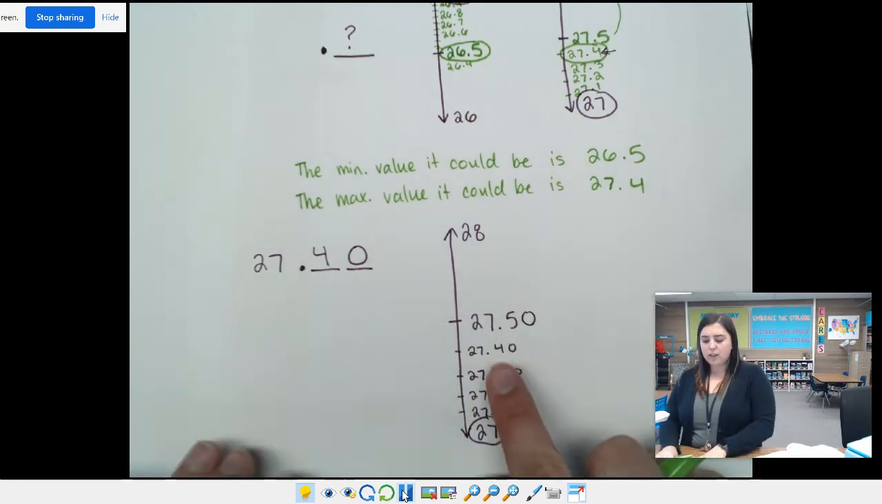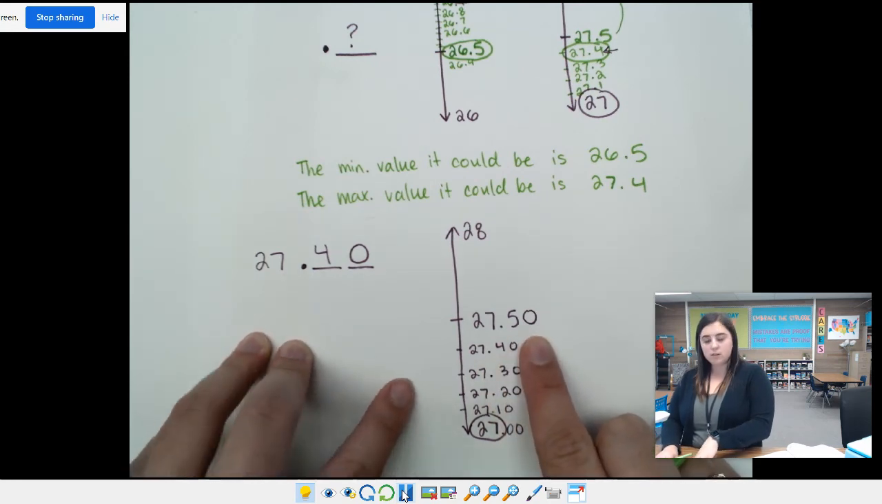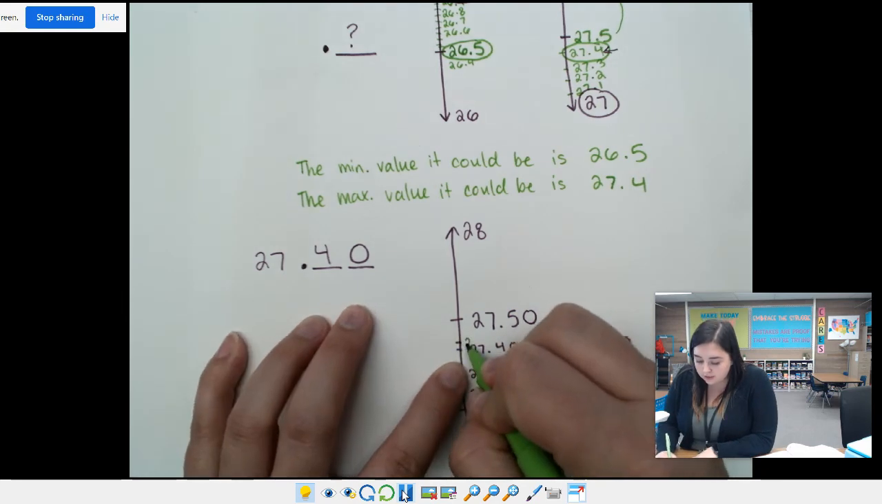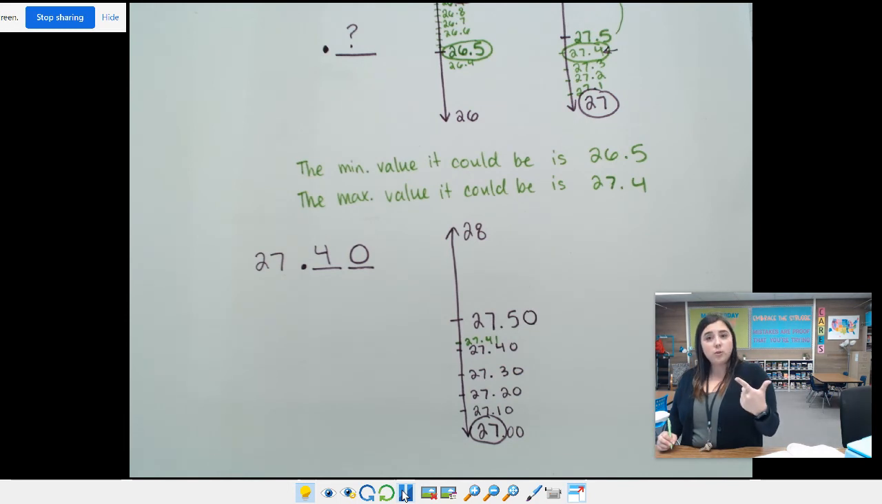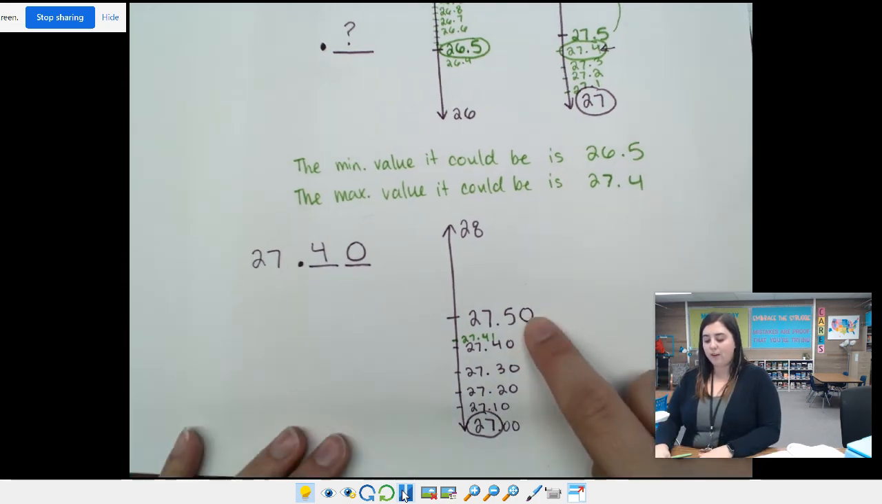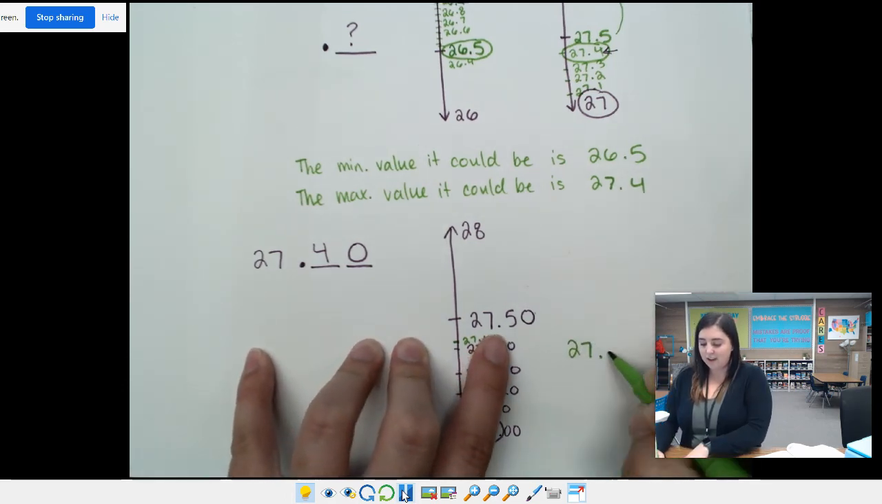Think. Is there anything in between 40 hundredths and 50 hundredths? Of course there is. We could have 27 and 41 hundredths, 27 and 42 hundredths, 43 hundredths, 44 hundredths, 45 hundredths, 46 hundredths, 47 hundredths, 48 hundredths, 49 hundredths before we hit that 50. So what's the highest number it could be without ever touching 50? I love it. It would be 27 and 49 hundredths.